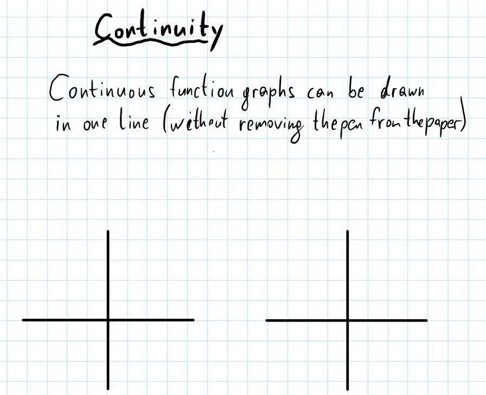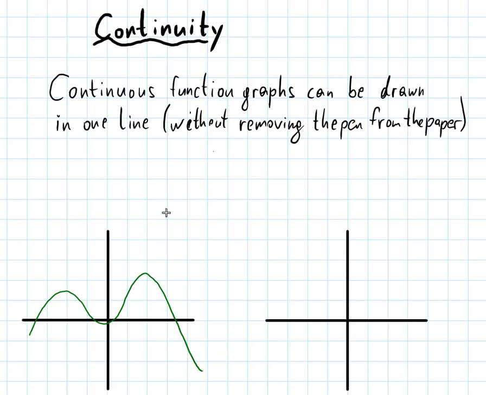So to start with continuity. A function is called continuous. So there is of course an exact mathematical definition, but you can imagine continuity of functions like this, that a continuous function graph can be drawn in one line, so without removing the pen from the paper. For instance, let me draw a continuous function graph. This could look like this. So I only used one line to draw this function graph.